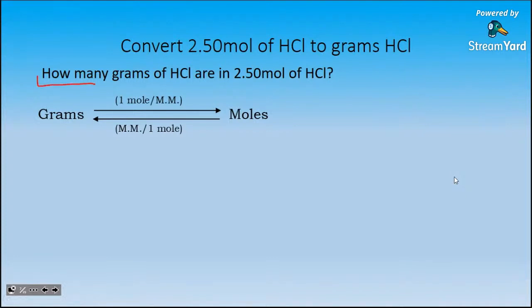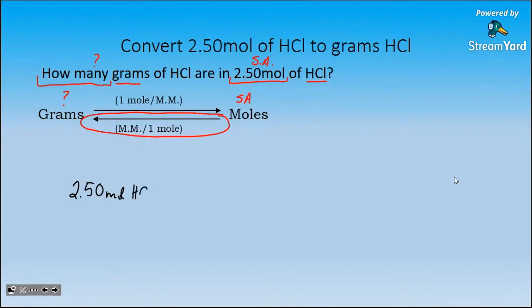So again, I'm going to diagram my question. How many grams of HCl are in starting amount, 2.50 moles HCl? So here's my starting amount. So if I'm starting at moles and trying to find grams, now I'm going to take the bottom road. I'm still going to have that starting amount of 2.50 moles of my substance HCl times the conversion factor. But now in that conversion factor, I need molar mass on top. And it's the same molar mass that we calculated in the previous problem.